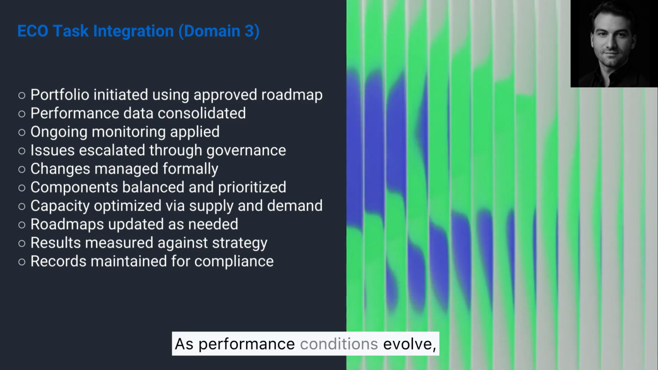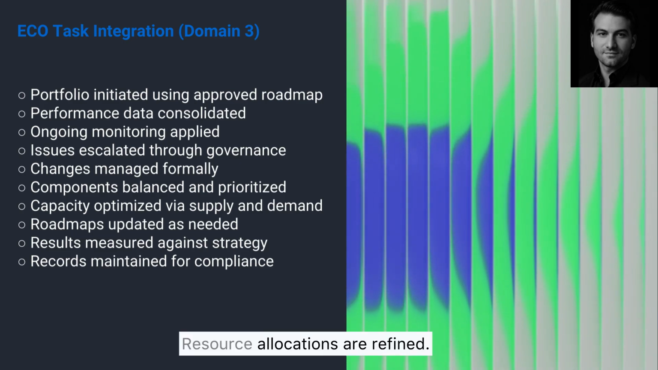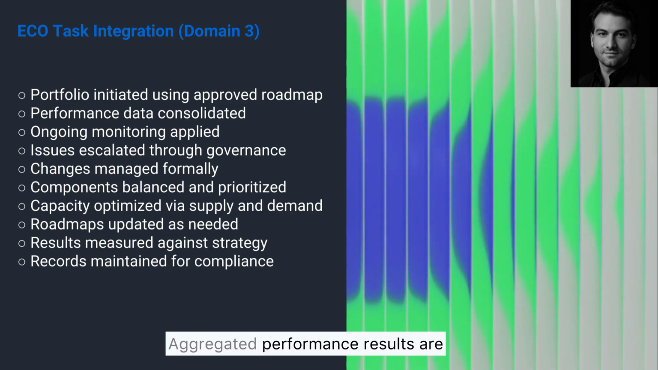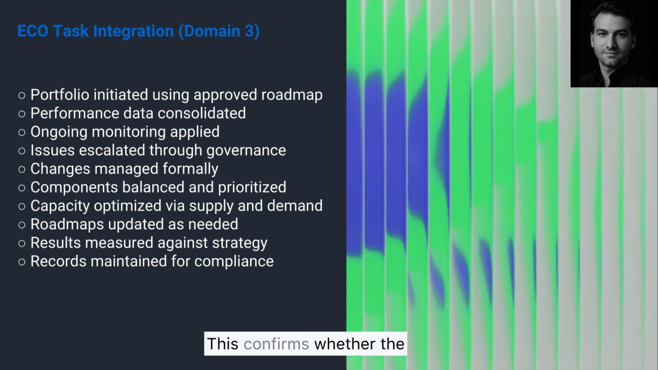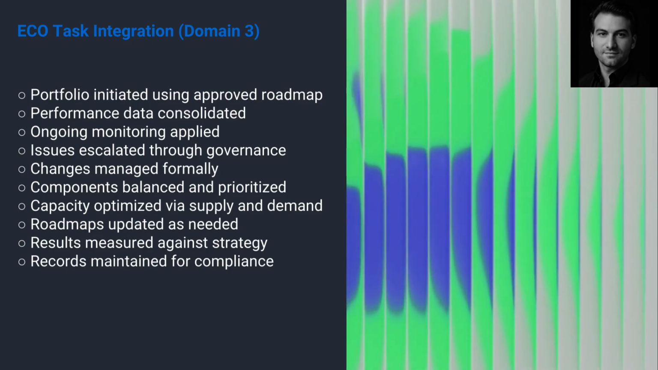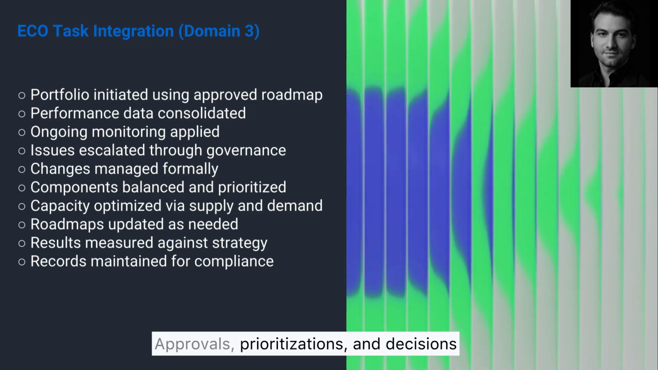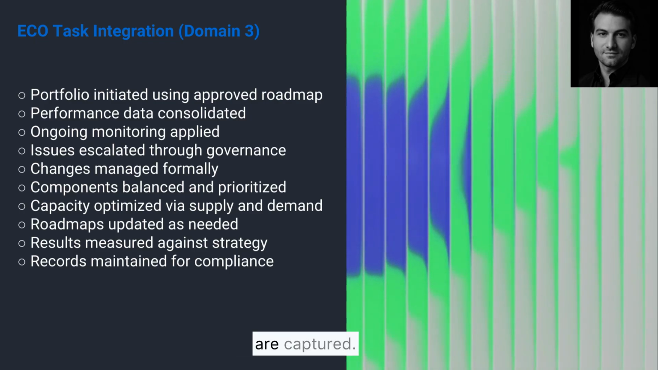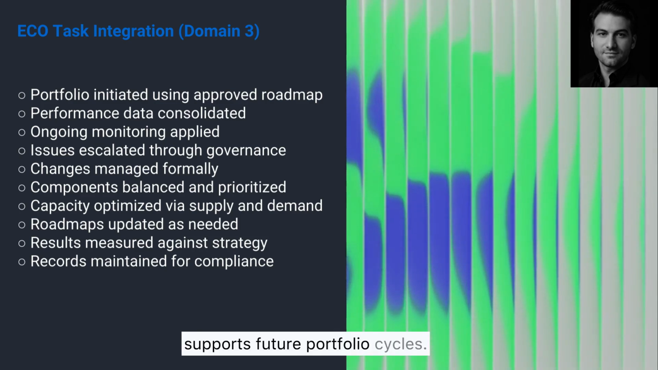As performance conditions evolve, roadmaps are updated. Sequencing is adjusted. Resource allocations are refined. Aggregated performance results are then measured against strategic goals. This confirms whether the portfolio is delivering what the organization intended. Finally, records are maintained. Approvals, prioritizations, and decisions are captured. This ensures compliance and supports future portfolio cycles.